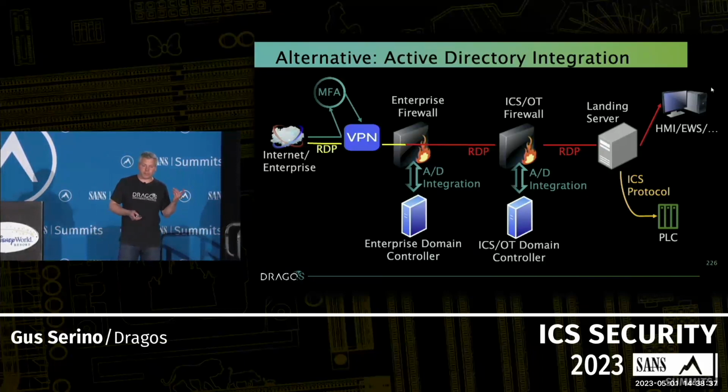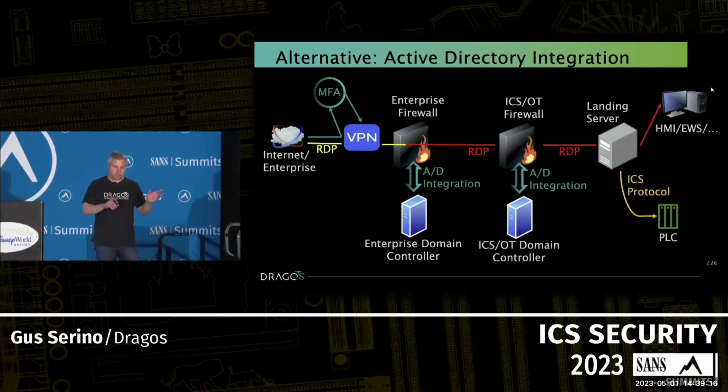So this is another really interesting architecture that I saw implemented in a couple of different places. This was a mature customer who had the skills and the money. Starting from the outside, they still had the VPN with multi-factor authentication. Their first hop though was a next-gen firewall that had Active Directory integration with their enterprise domain controller. Once they authenticated there, they made a jump over to the perimeter firewall at the ICS OT level, which had its own Active Directory integration with its own distinct domain controller. And from there, they could go to a landing server and do whatever work they needed to do.